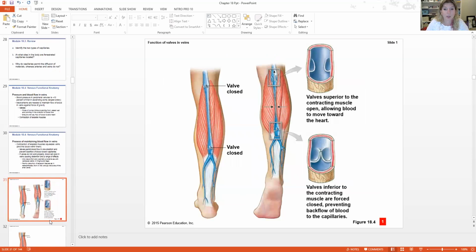So here you see what I was talking about with those valves. Veins that are, for instance, in our lower leg, have lots of valves in them. They're probably even more scattered than just in this diagram, which is just showing you two valves, but you get the idea. As the skeletal muscle is contracting, see how it's squeezing the vein right here? So all that blood is getting pushed up.